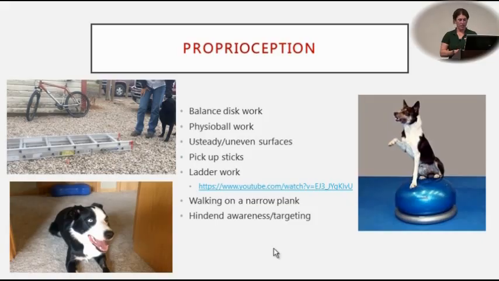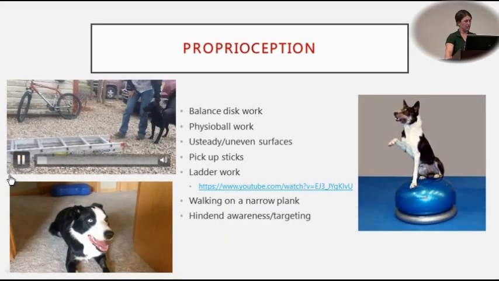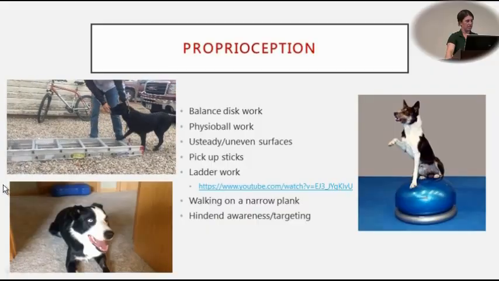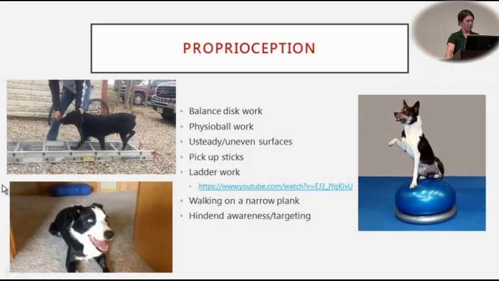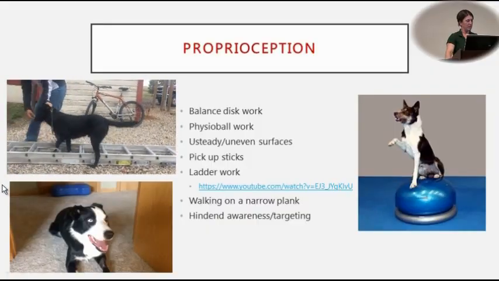And then hind end awareness and targeting. This is a retriever client of mine. Again, I always try to find things that they're going to do at home, and walking through a ladder was something easy that they could add to their fitness program for these dogs. And you can see this dog is really struggling to figure out this concept on the way out.